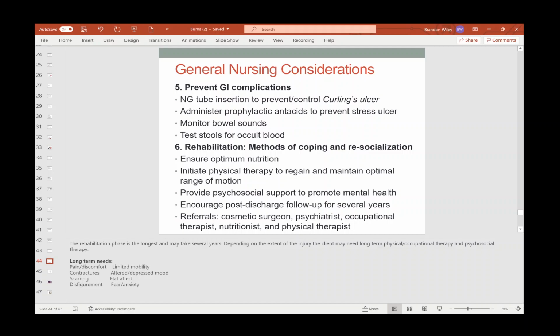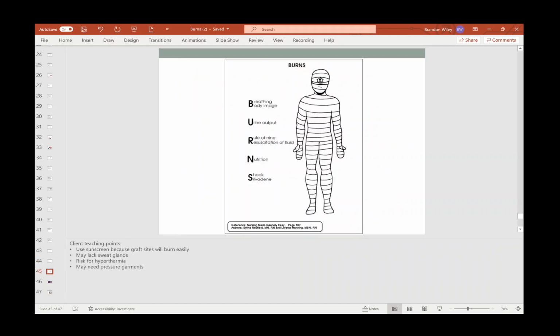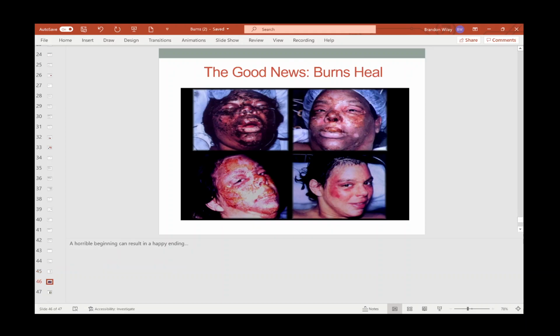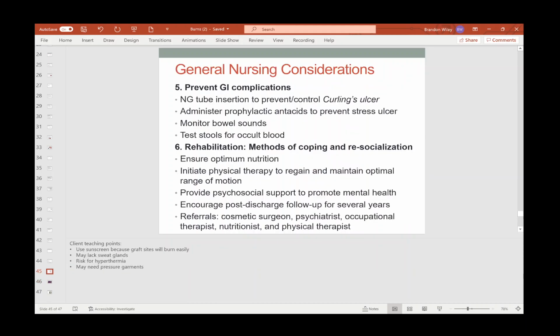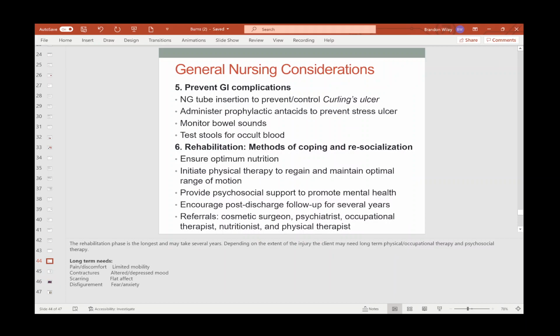Okay, so here's your little summary. Breathing, body image is important. Urine output is very important. Rule of nines, you've got to know how much fluid to give them. Nutrition and shock. So that's what burns mean. Okay. This is what can happen. You can have the worst of the worst and come out all right. It's amazing to me. It's totally amazing.